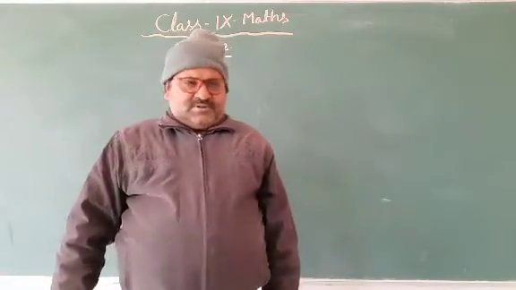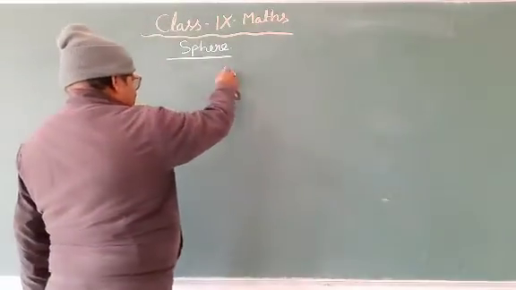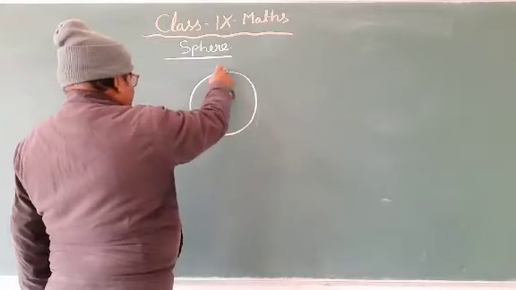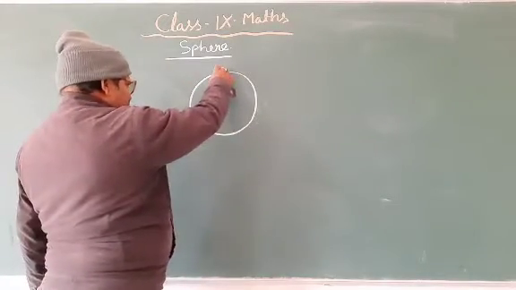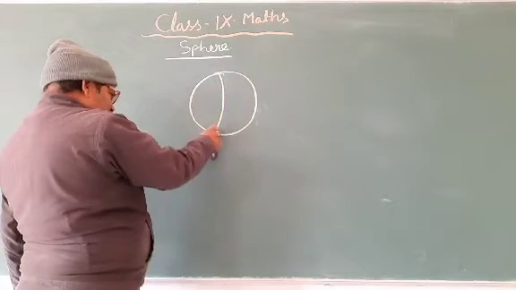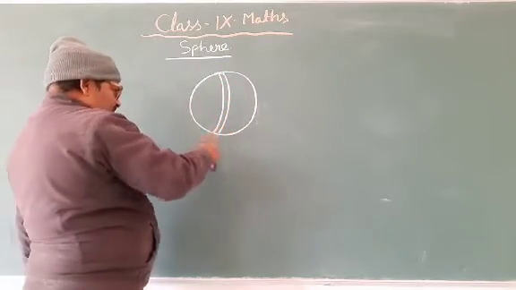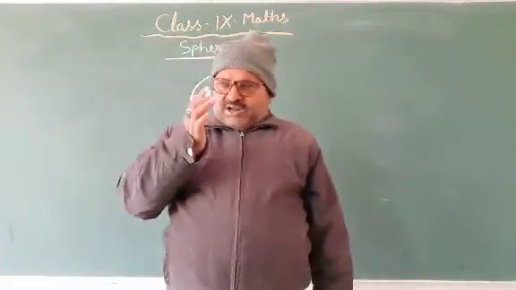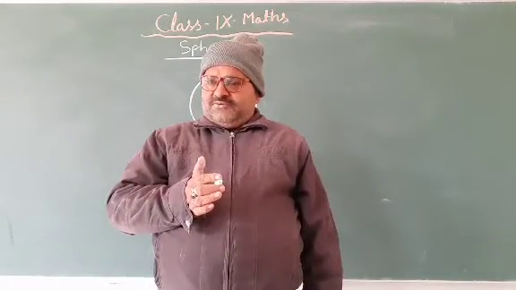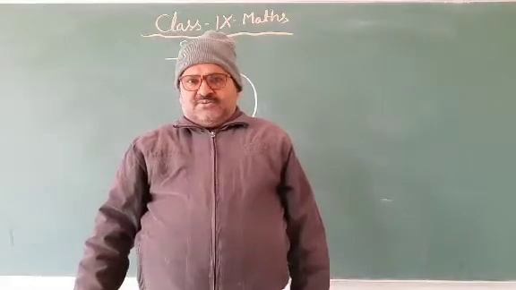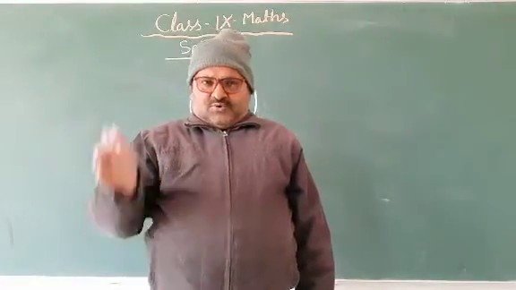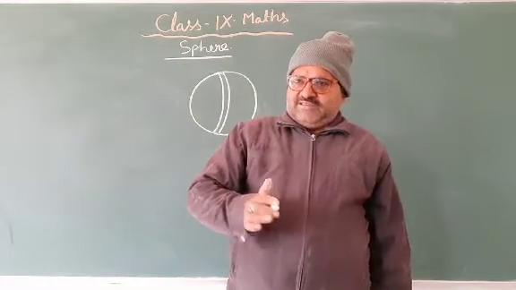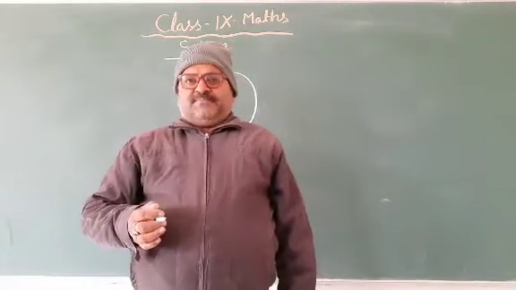So the sphere is like a ball. When a strip is rotated about its diameter, then the strip forms a sphere.